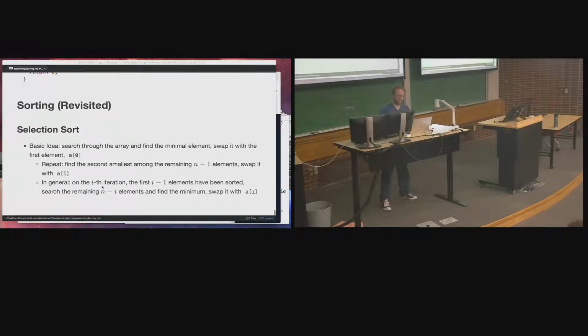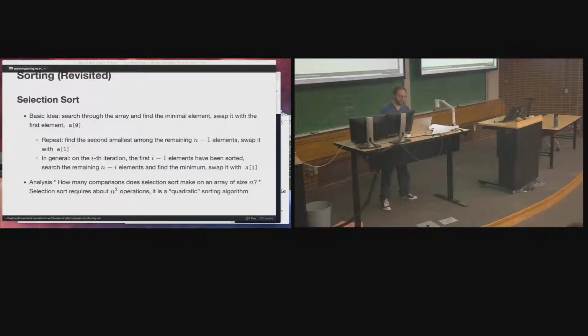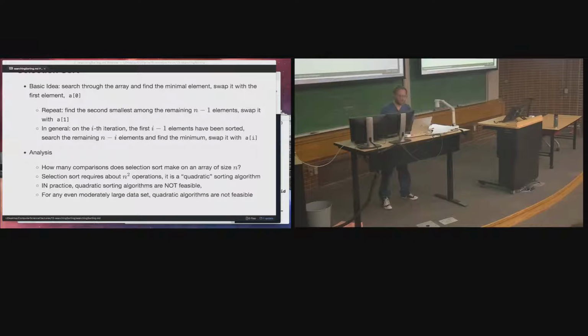Let's go back to the notes here. All right, so analysis, again, cut and pasted from the handwritten part here. But the analysis is: how many comparisons does selection sort make on an array of size n? It requires about n squared operations, meaning it's a quadratic sorting algorithm, okay? In practice, those are terrible, and we'll see why here in a moment, or maybe on Monday, depending on how much we do on Quicksort here, right? But for any even moderately large data sets, quadratic algorithms are not at all feasible, because think of the rate of growth of that.